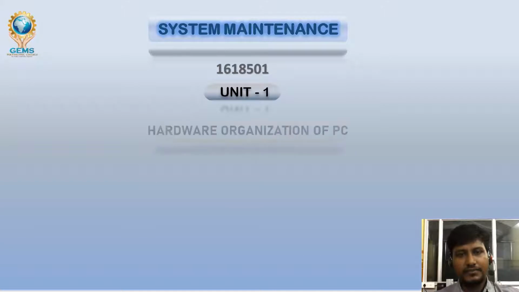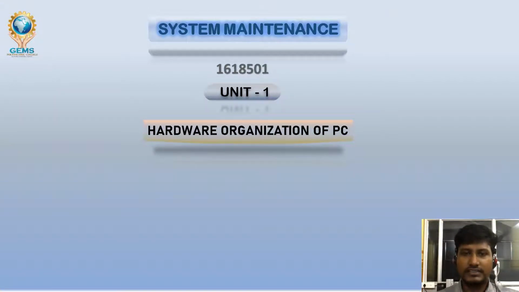In the first unit, we will study about the hardware organization of the PC. In this, we will discuss how the hardware is organized inside the PC, how it works, how it functions, and what hardware is used in the PC. About the motherboard, the components, peripheral devices, and everything about the hardware main chip.